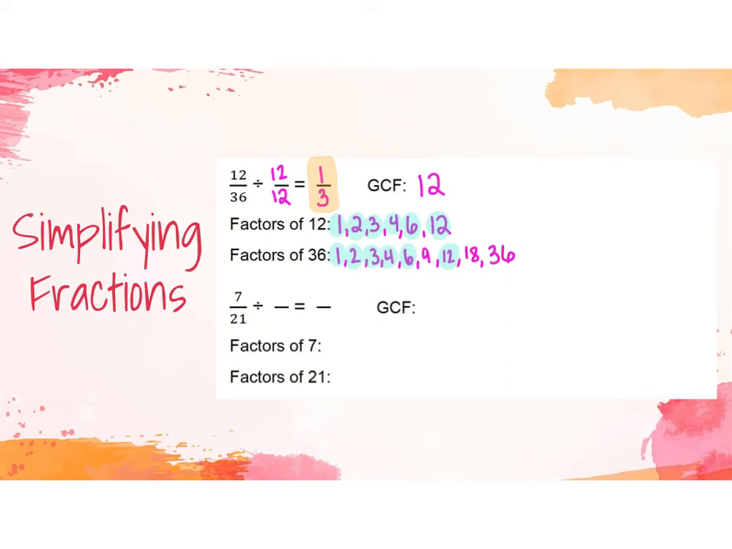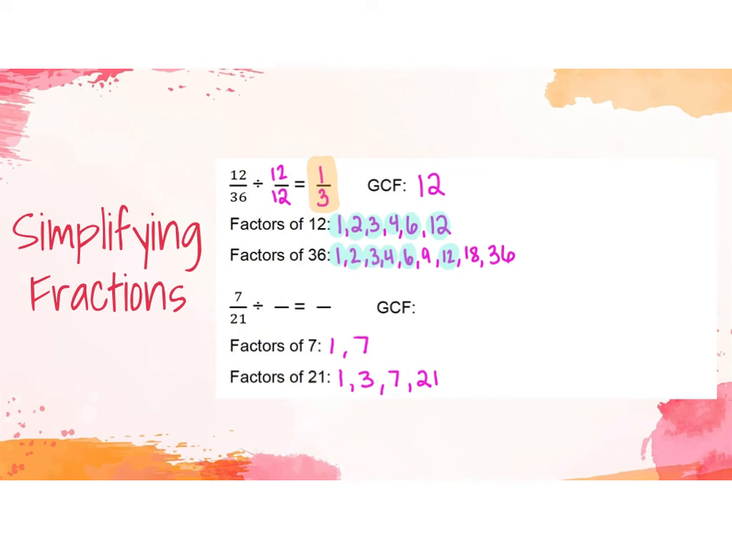The last fraction we will simplify is 7/21. First, we will list all of the factors of 7 and 21. 1 times 7 is 7. 7 is a prime number, so its only factors are 1 and itself. 1 times 21 is 21. 3 times 7 is 21.